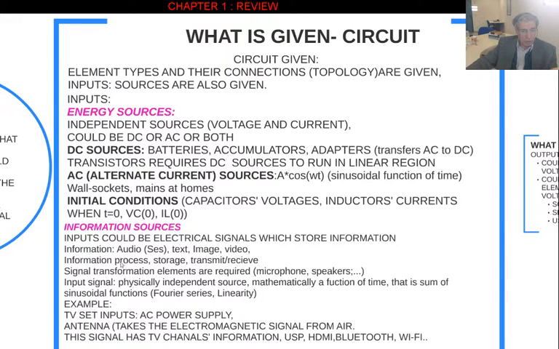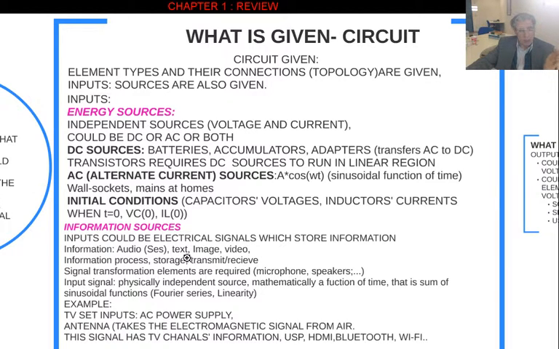What I mentioned here is a bit long, I know, but we are talking about how the circuit is given to us. We said that, first of all, element types and their connections should be given. Then the input must also be given. This input is going to be independent sources, which could be current and voltage sources. What types of independent sources are there? Energy sources or information sources.